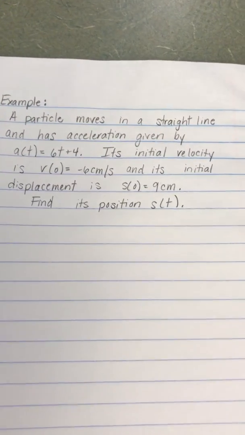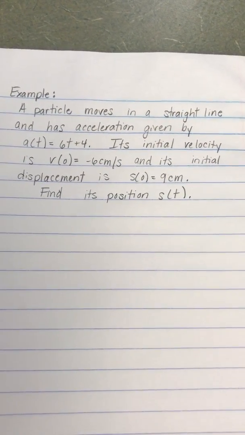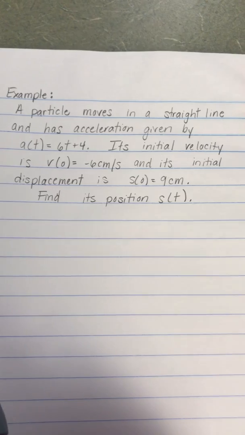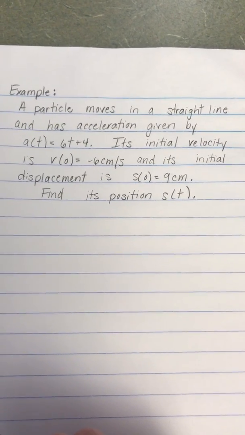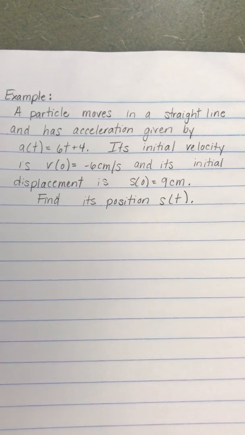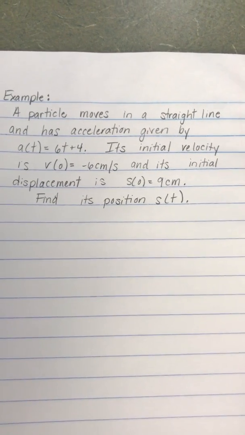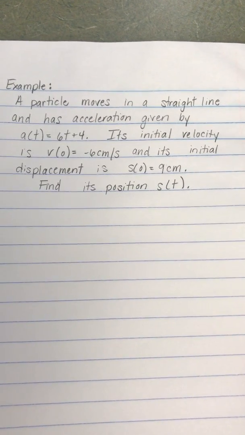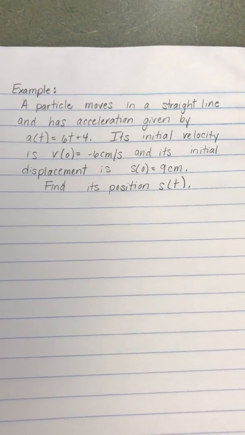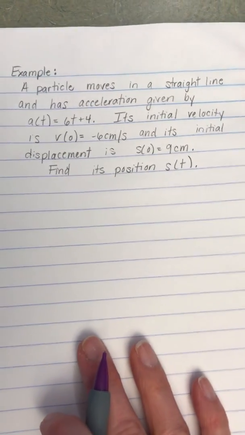For our next example, we're going to go into an application of physics. It gives us a particle that moves in a straight line and has acceleration given by the function a of t is equal to 6t plus 4. Its initial velocity is v of 0 is equal to negative 6 centimeters per second, and its initial displacement of s of 0 is equal to 9 centimeters. That's the initial position. Find the position function s of t.